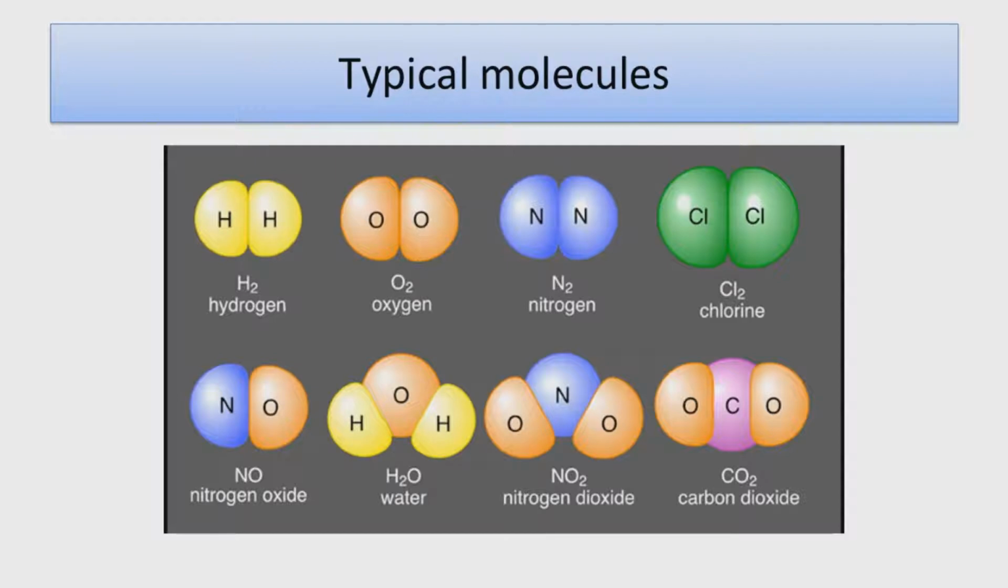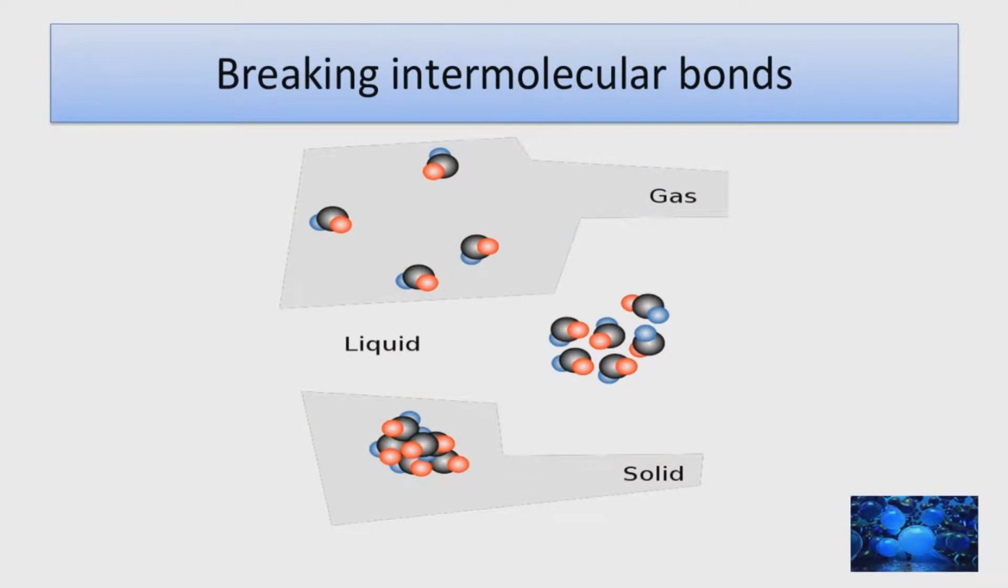Here are some typical covalent molecules. Hydrogen, oxygen, nitrogen, chlorine all exist as gases. H2, O2, N2 and Cl2 means that they need two atoms of each element to be bonded together. Covalent bonding means to share the electrons. And a few others at the bottom of different elements: nitrogen oxide, water, nitrogen dioxide and carbon dioxide show the covalent bonds. And now we're going to look at how we can break the intermolecular bonds. That's the bonds between the molecules.